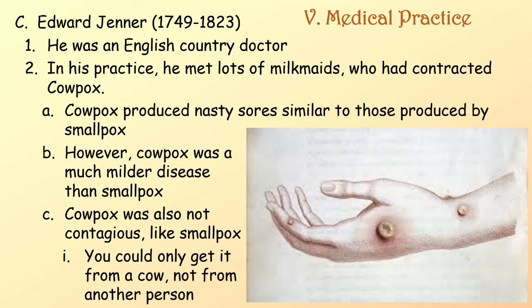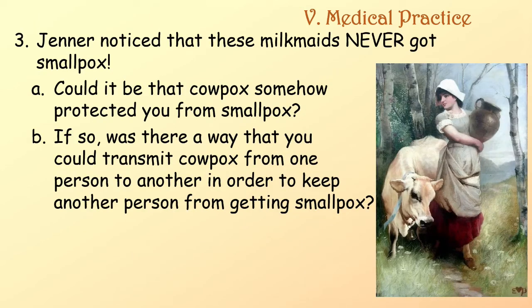Edward Jenner, 1749 to 1823. Edward Jenner was an English country doctor, and in his practice, he met lots of milkmaids who had contracted cowpox. Cowpox produced nasty sores similar to those produced by smallpox. However, cowpox was a much milder disease than smallpox. Cowpox was also not contagious like smallpox. You could only get it from a cow, you couldn't get it from another person. Jenner noticed that these milkmaids never got smallpox.